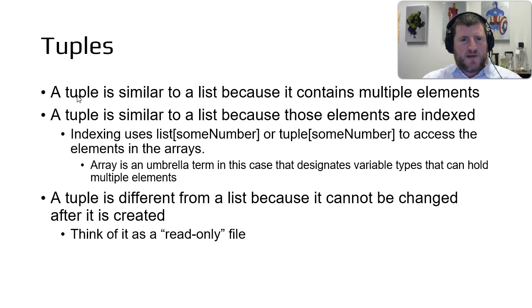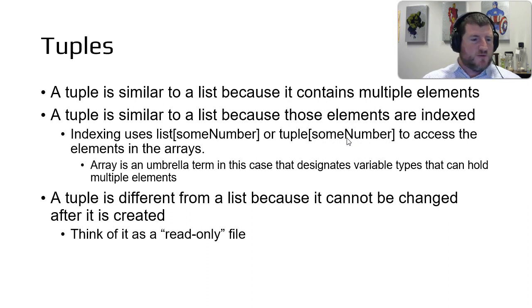It contains multiple elements just like a list does. These elements are indexed just like a list is. So if you did list 0, it would give you the first element. List 1 gives you the second element. Tuple 0 gives you the first element in the tuple, and tuple 1 gives you the second element in the tuple, all the way in.